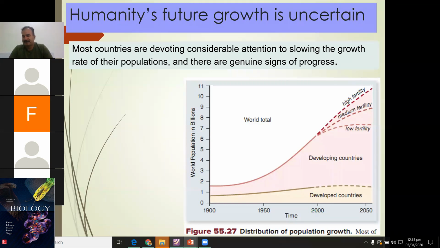There are three options. If we become successful in controlling the population of developing countries, definitely we will have a low fertility curve, and our population will remain less than 8 billion. Whereas if such efforts fail and the growth rate remains unchanged, then there will be high fertility.